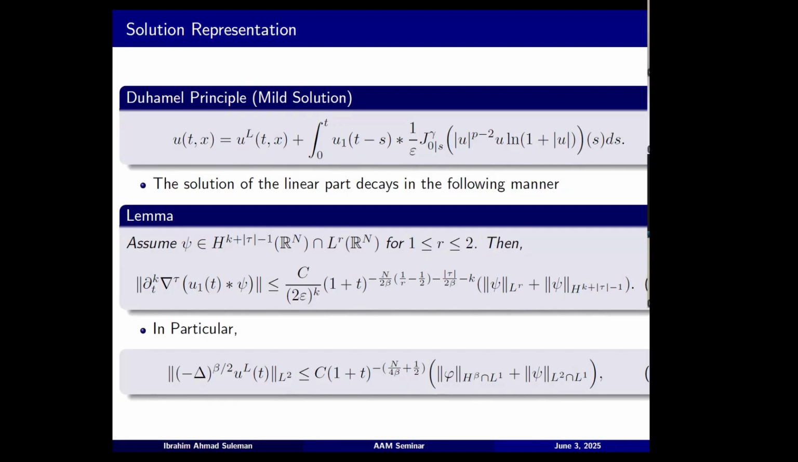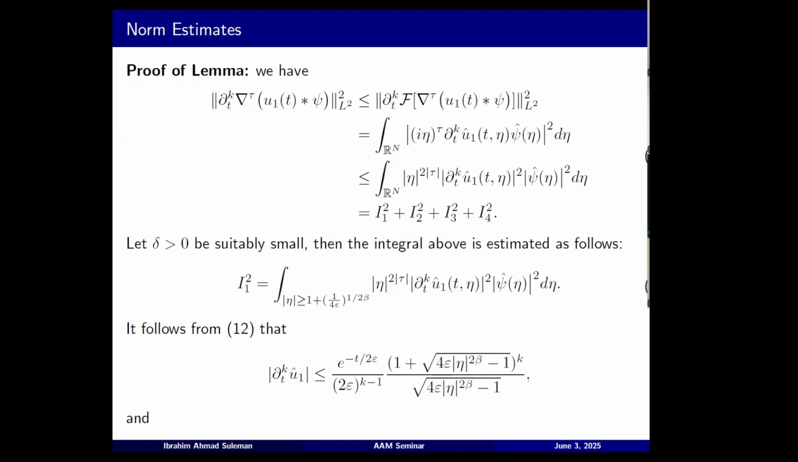In particular, here is an example taking r equals k equals 0 and the length of the multi-index tau equals beta. You have a decay of this form, which we'll repeatedly use for local existence and global existence. So now the idea for the proof of the lemma of norm estimates.